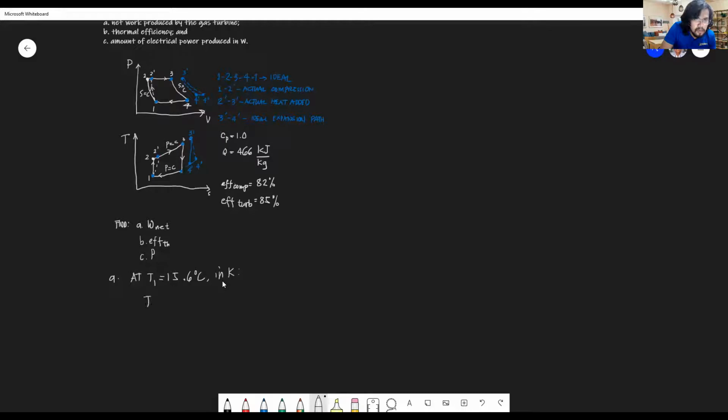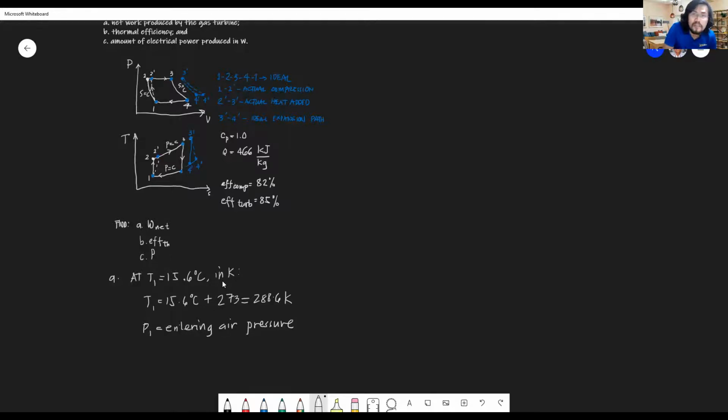We have T1 equals 15.6 degrees Celsius plus 273. We have 288.6 Kelvin. And P1 is the entering air. Okay, we're using the chart for water, we're not using the thermodynamic properties for natural gas. We're using water. Okay, this is a gas turbine.